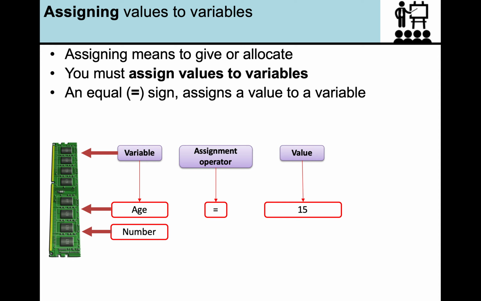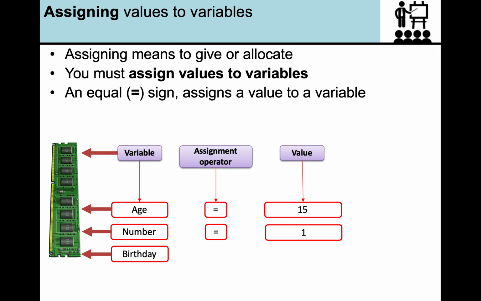Let's say number. So number is now a location in memory, it's a variable, and I need to assign a value to it, and that value is going to be 1. So I'm assigning the number 1 to my variable number. So if I took a look inside number, it would be holding the value 1. Now let's look at another example.